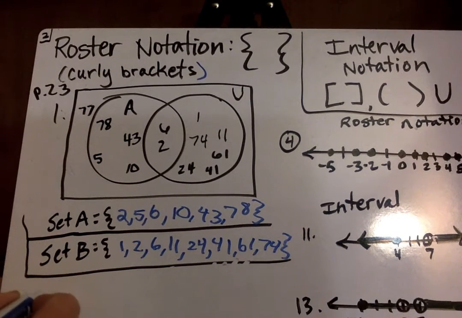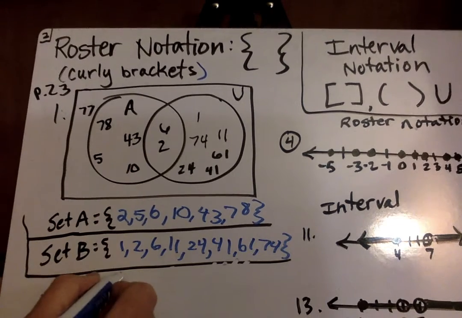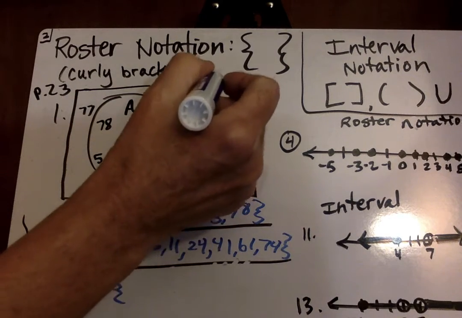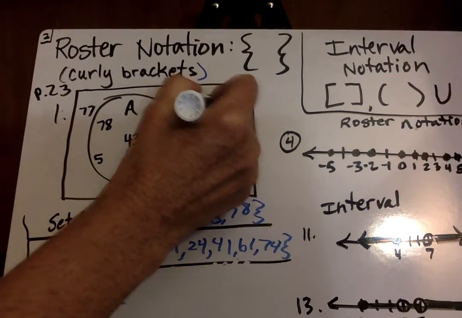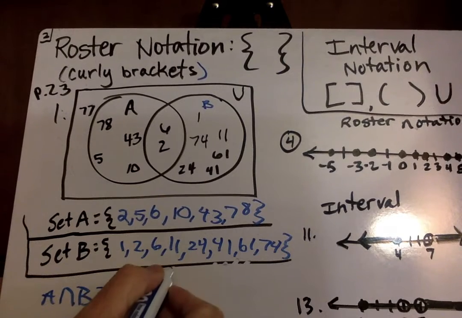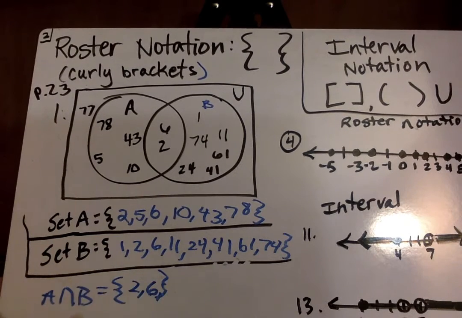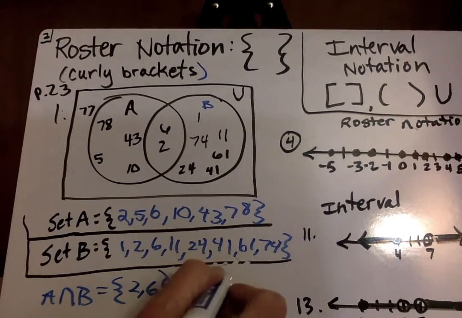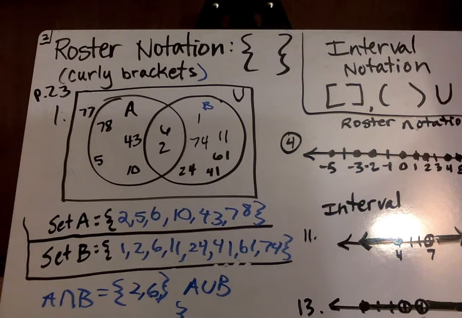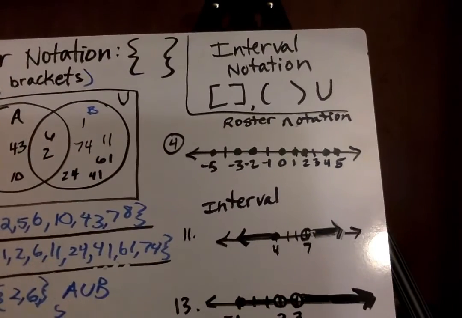Okay, now if I was going to go A intersection B, that would actually be what's in common in both. Oh, whoops, I didn't put B over here, but B is supposed to be over here somewhere. So A intersection B would just be 2 and 6. And if I was going to go A union B, I would list all the numbers there. And I'm not going to take the time to do that because we have a lot to go over in this video. Okay, next on the same page, 23, we're going to look at number 4.